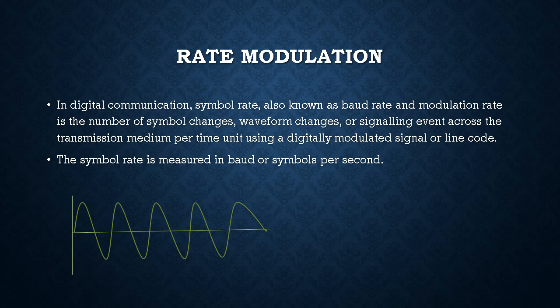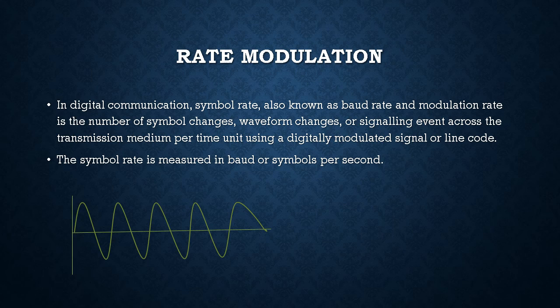Rate modulation. In digital communication, symbol rate, also known as baud rate and modulation rate, is the number of symbol changes, waveform changes, or signaling events across the transmission medium per unit time using a digitally modulated signal or line code. Now, what is this rate modulation, or baud rate? Say suppose you're sending a message. It will go in the form of waves. These waves will travel in bits, because say you're sending a text message of 1 kbps. So 1 kbps will be converted into bits, and it is traveling in bits.